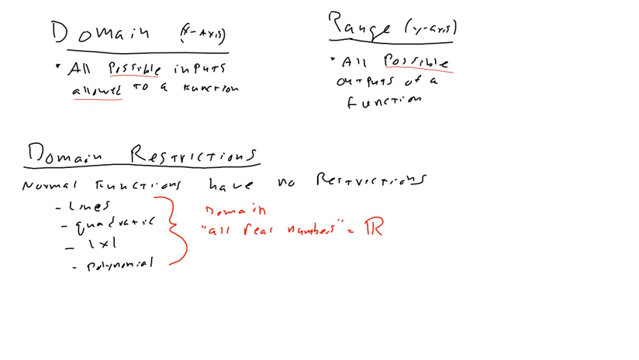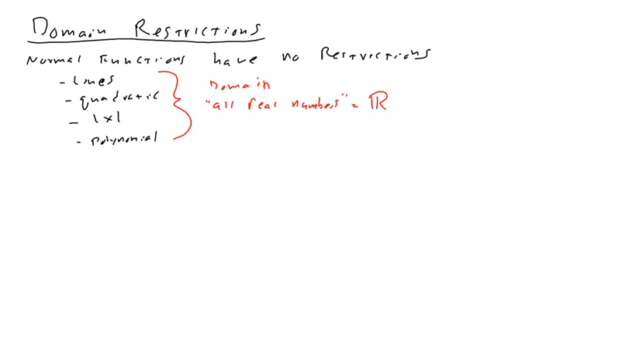Normal functions are not restricted. We want every possible input, right? We want to be able to do all the inputs. But there are a few functions, a few ways that we limit the domain. And there's two main ways. Two restrictions. Two ways to limit the domain.